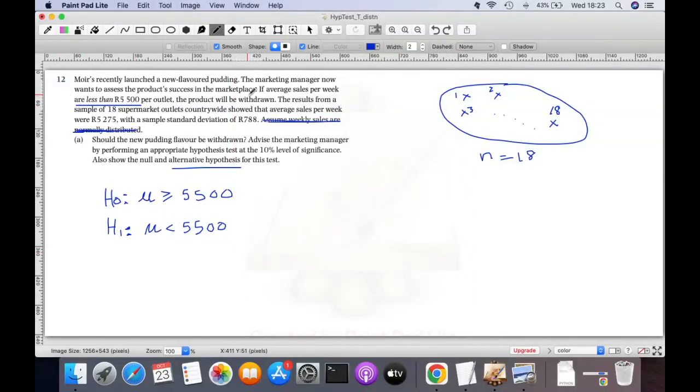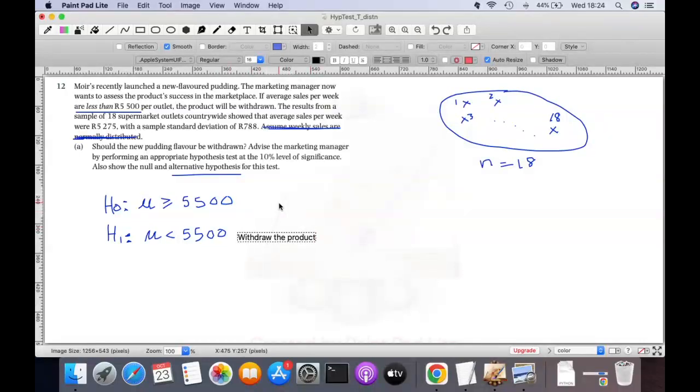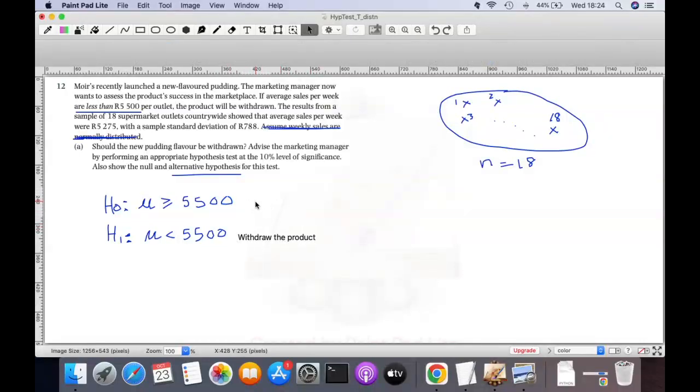And if you read this part here, it says if the average sales per week is less than 5,500, it will be withdrawn. So we'll put a note there for less than 5,500. That means when this H1 is found true, then you're going to withdraw the product. And for H naught, you will continue with the product. All we want to know is whether we can withdraw it or not. That's our H naught and H1.